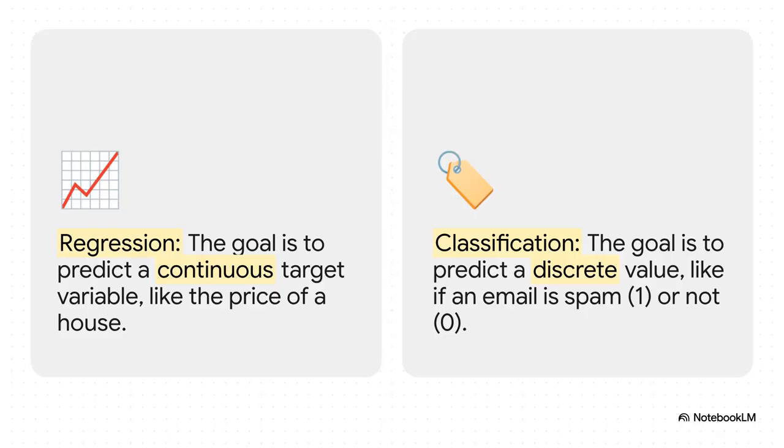Now, with this teacher, there are really two main types of problems or questions it can pose. If the answer you're looking for is a number, like a price, that's called a regression problem. But if the answer is a category, like is this email spam or not spam, that's a classification problem. So one is about predicting a value on a spectrum, and the other is about picking a specific label. It just depends on what kind of answer you're after.